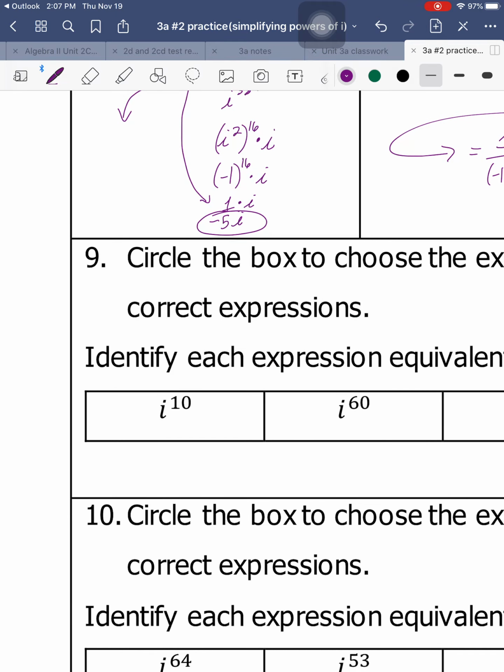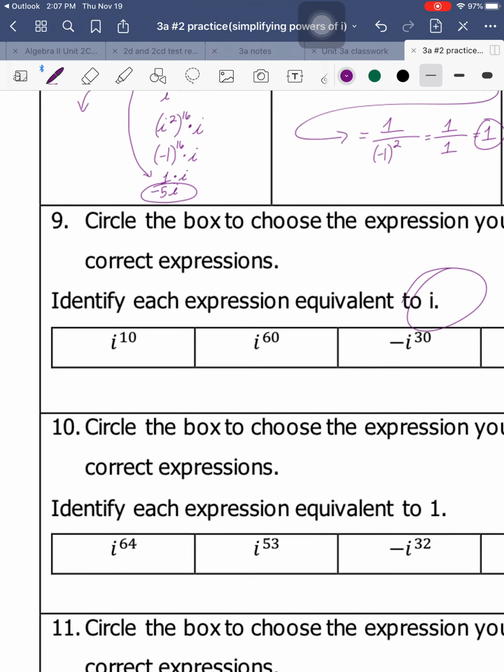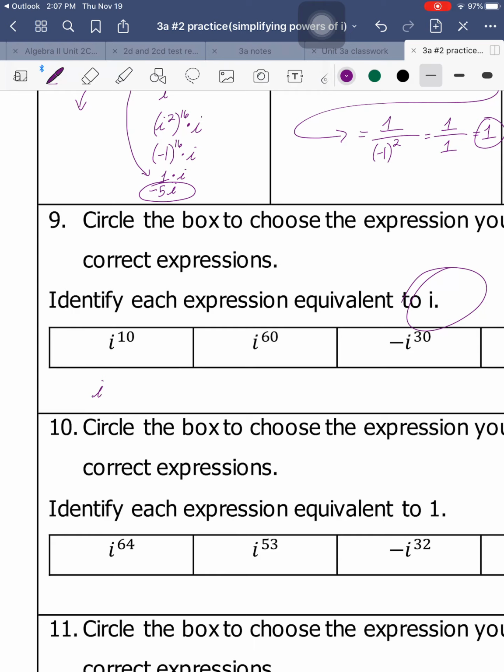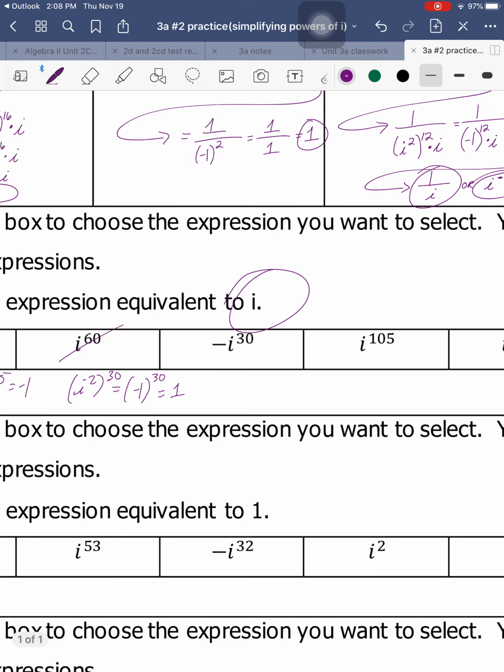All right, moving on. Each one of these we need to simplify, and we need to figure out which one is equivalent to i. We just got to work each one out. So first one, how many squares can divide out of 10? 5. Negative 1 to the 5th, that's negative 1. So nope, that's not i. i to the 60th, how many i squareds can divide out of 60? 30. i squared is negative 1 to the 30th. What is that? Positive 1. That's not i. That's not equivalent.